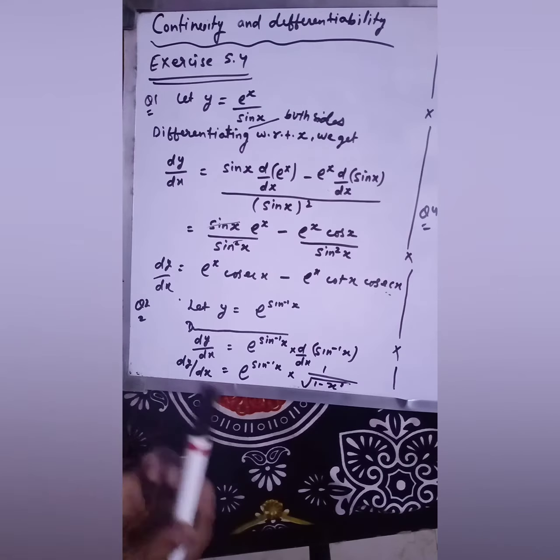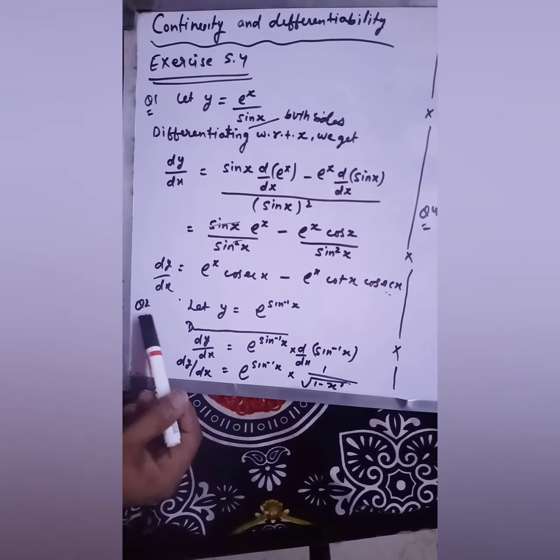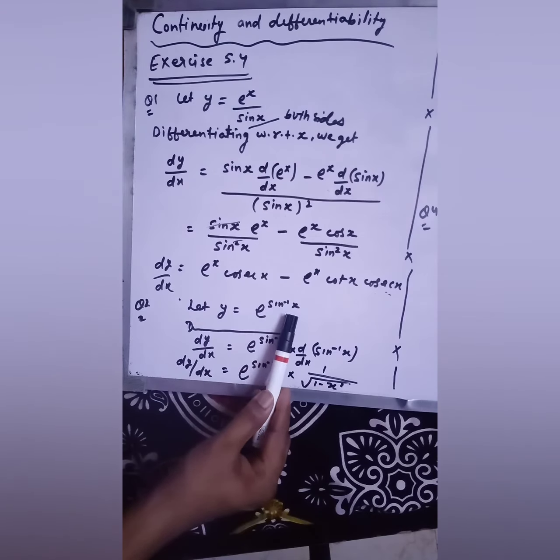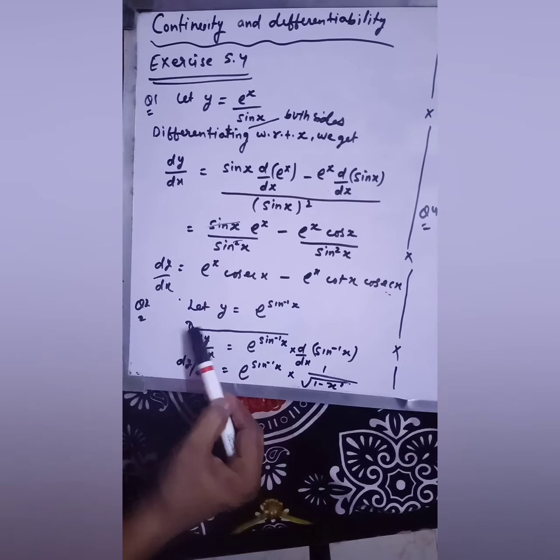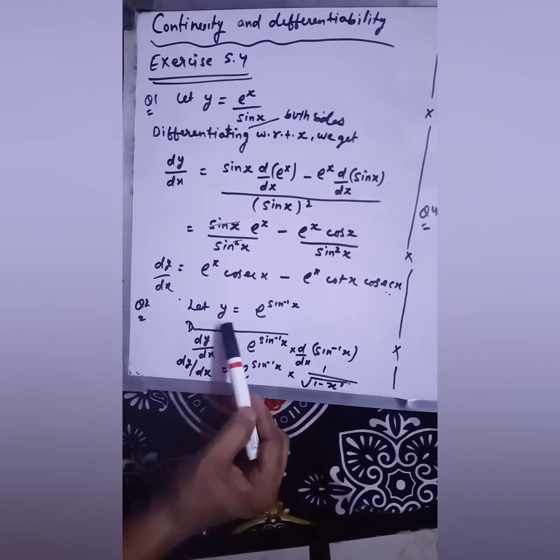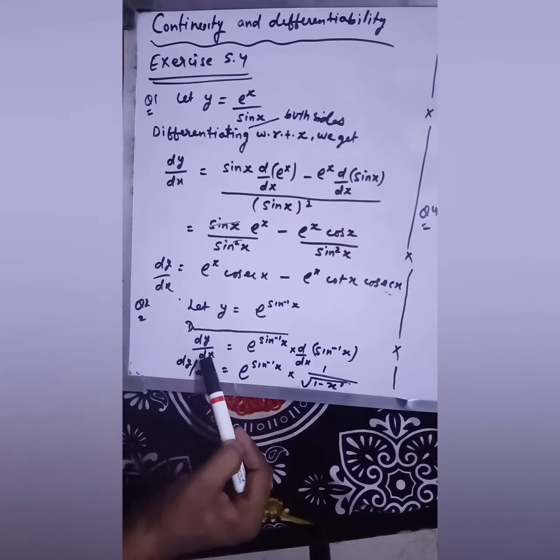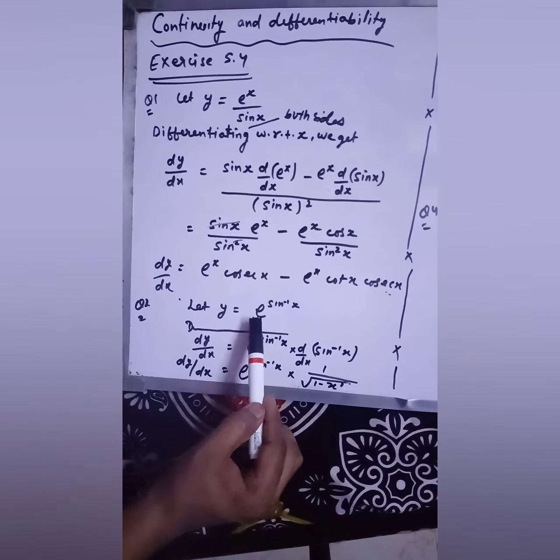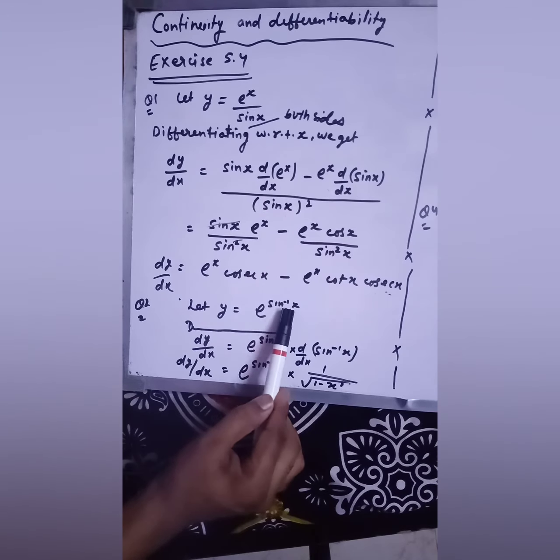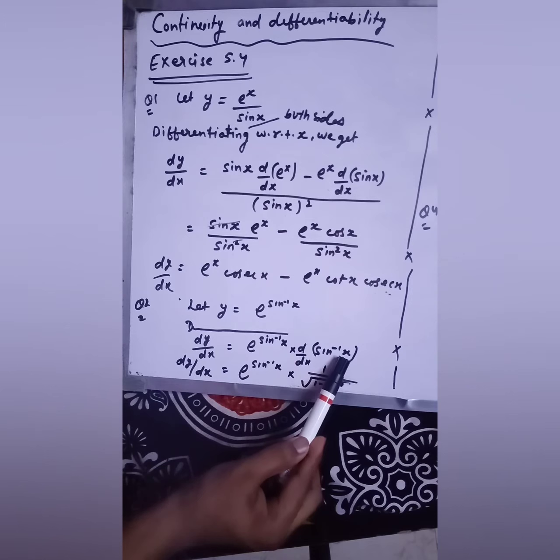Got it? Similarly, here is question number 2. Here y is equal to e raised to power sine inverse x. This is given to us, and again we are differentiating both sides with respect to x. You have to write the full statement; I'm not writing it here. So dy by dx is equal to the derivative of e raised to power anything, which will remain the same, into the derivative of the power, that is sine inverse x. This is your chain rule.